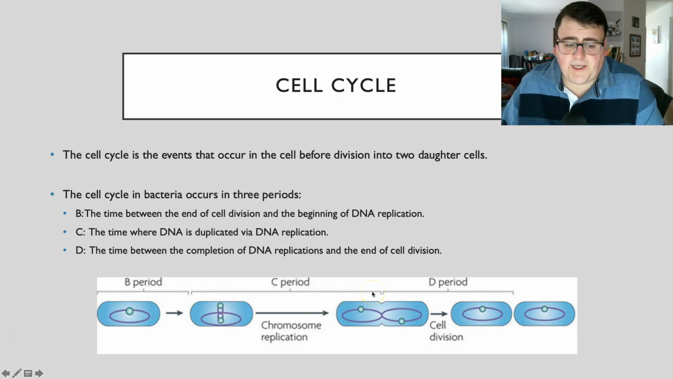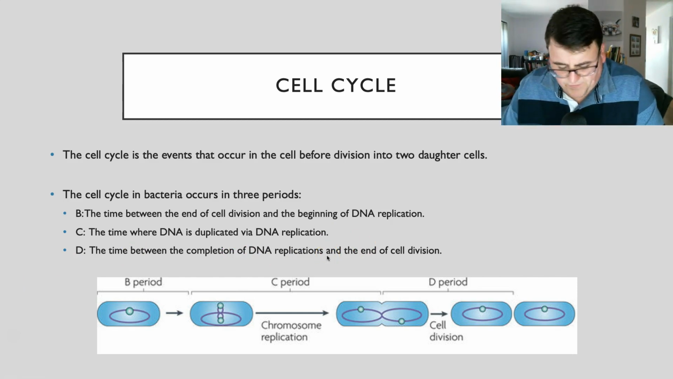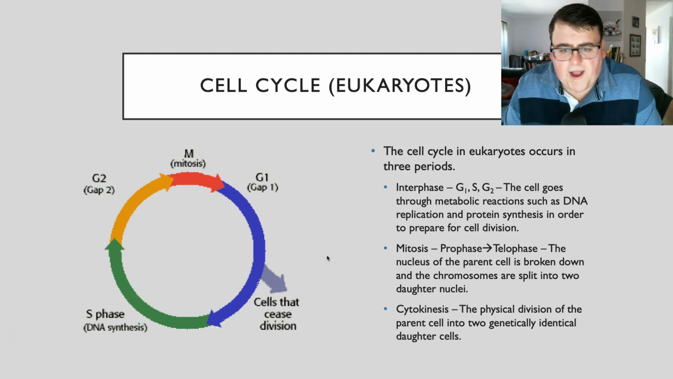And then we have the D period, which is the time between the completion of DNA replication, so straight after DNA replication has taken place, and the end of cell division. And at that point, we'll start back into B. Okay, so very, very simple cell cycle for bacteria, a simple type of cell. In eukaryotes, though, it's a little bit more complex.